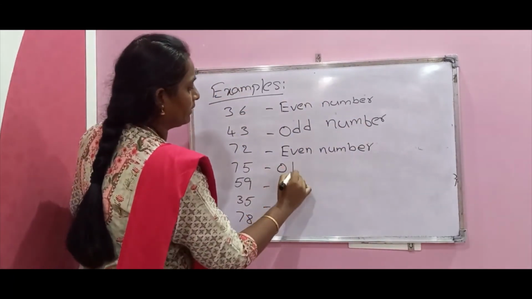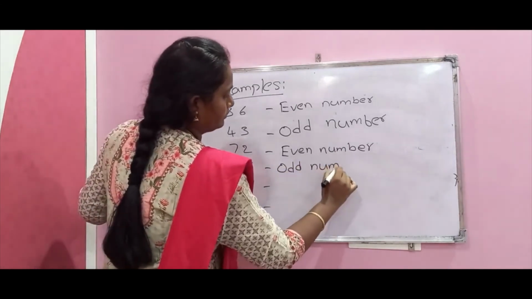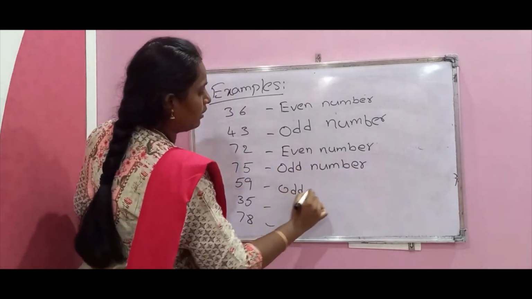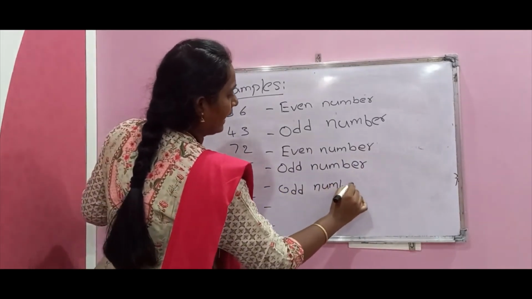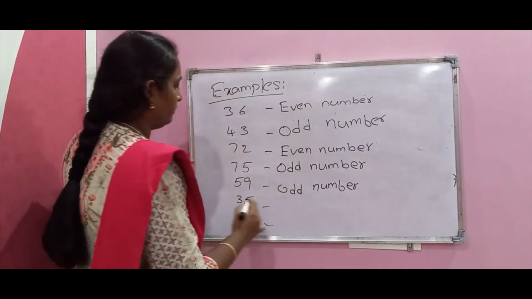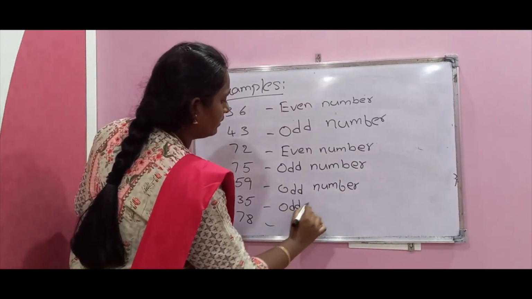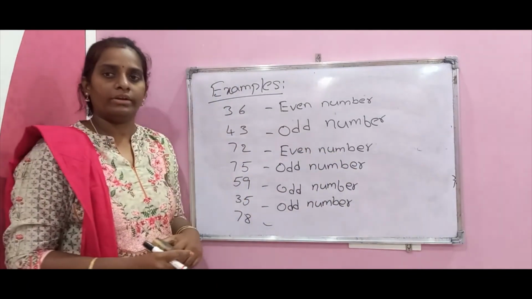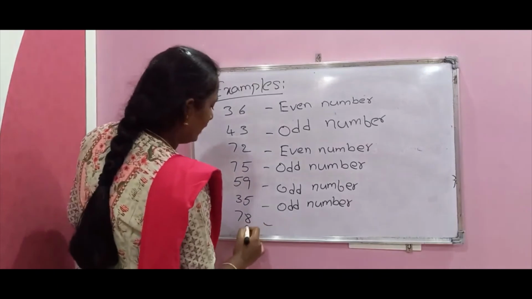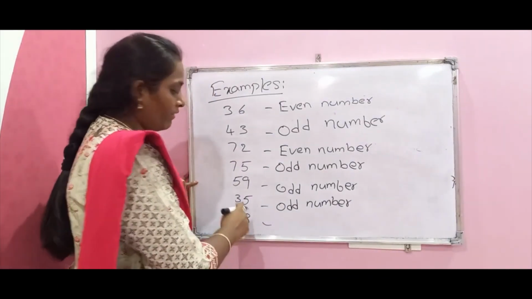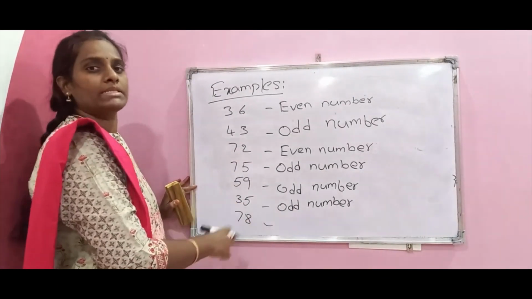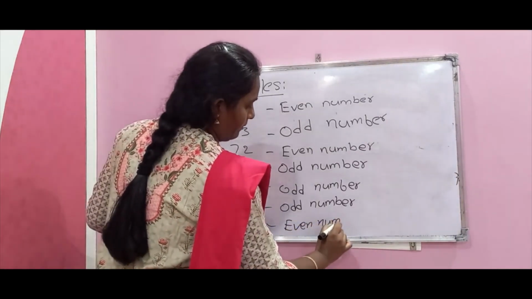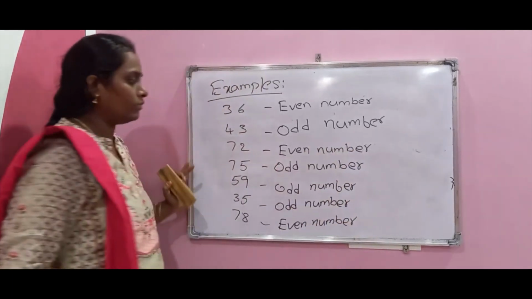This is an odd number. This one is an odd number because the number ends with 9. 9 is an odd number. Here 35. This is also an odd number because 5 is odd. Now 78. Here 8 is even, and it is in the ones place, so the entire number is even. Copy it.